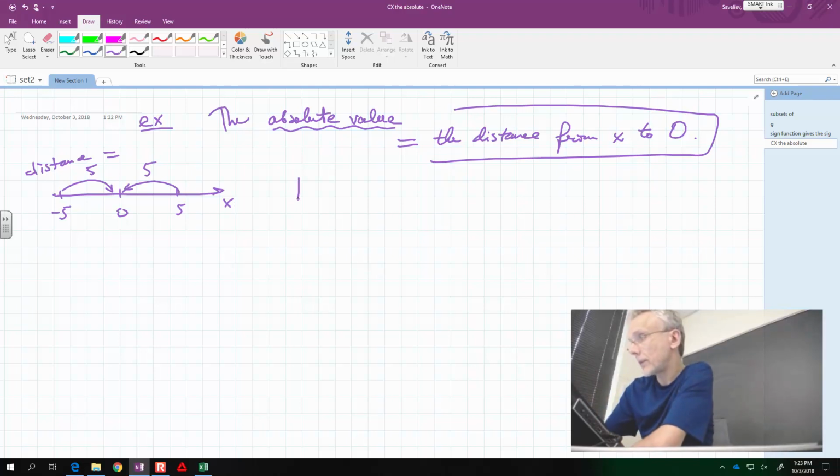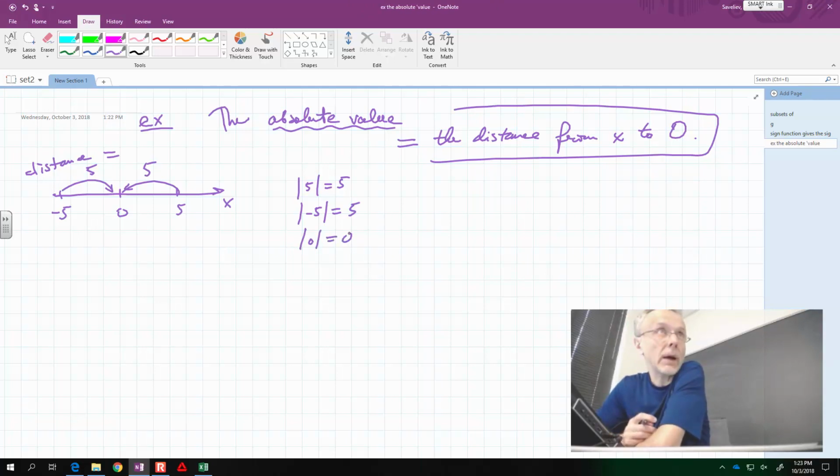So let me write a few. Once again, absolute value of 5 is equal to 5. Absolute value of -5 is 5. Absolute value of 0 is 0. Just a few examples of what absolute value does. Okay, and the distance idea will come up later.